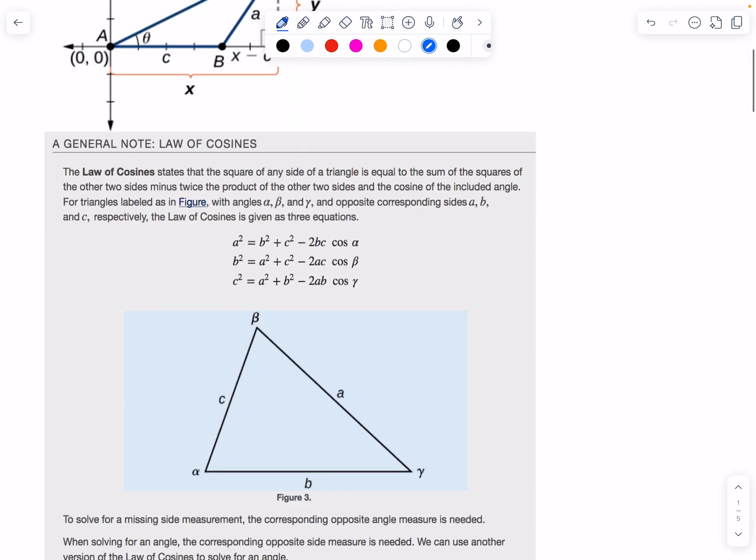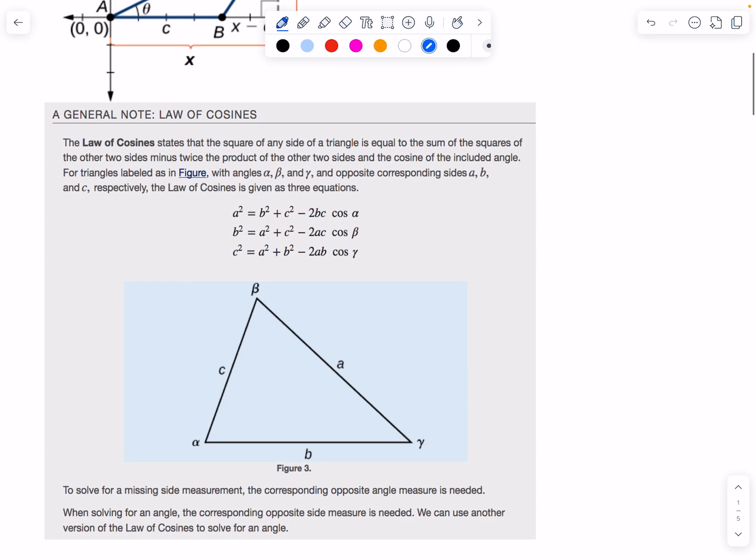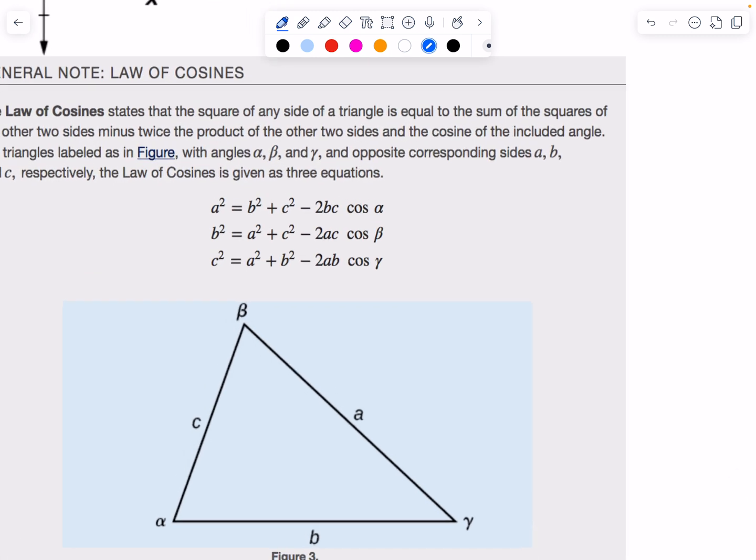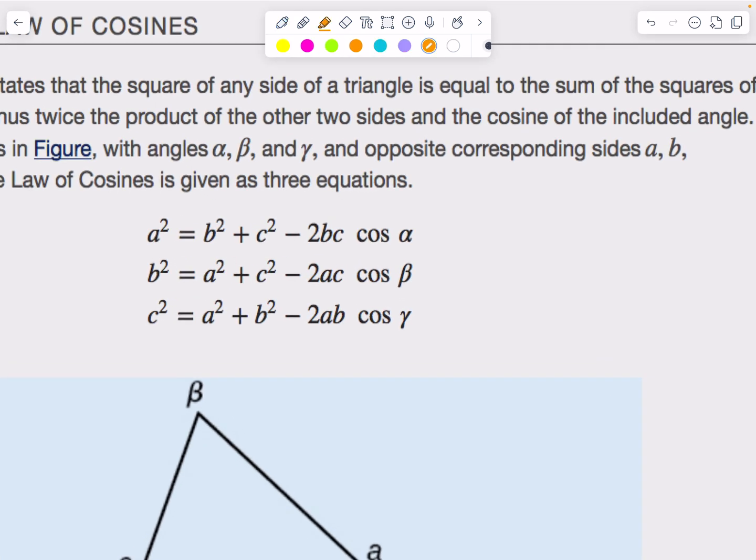Now here are the formulas. These are a little more involved than the law of sines, but it's really not bad. You can actually memorize these pretty easily. Notice that this part right here alone is just our Pythagorean theorem. If you let alpha be 90 degrees, cosine of 90 is 0, which means it just zeros that out, leaving me with the Pythagorean theorem.